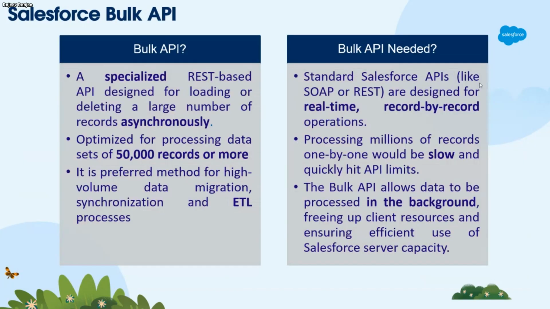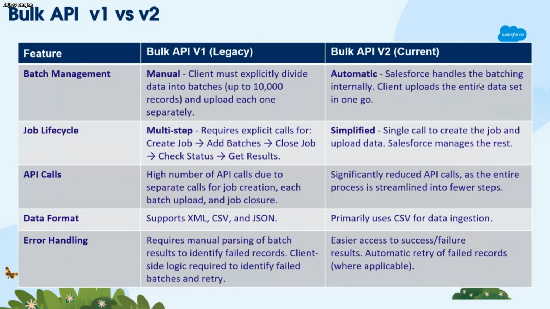Now, talking about this Bulk API, we have seen that there are two versions of the Bulk API available with Salesforce. One is Bulk API v1, which is the legacy. The second is Bulk API v2, which is the current one. There are a few features on the basis of which we can think about which one will be the perfect fit.